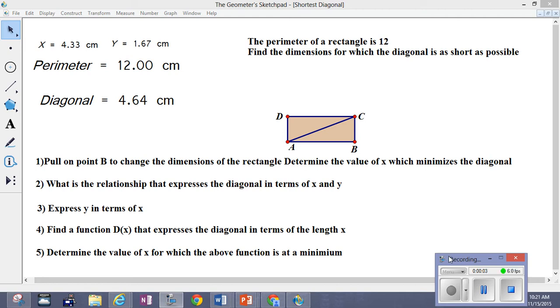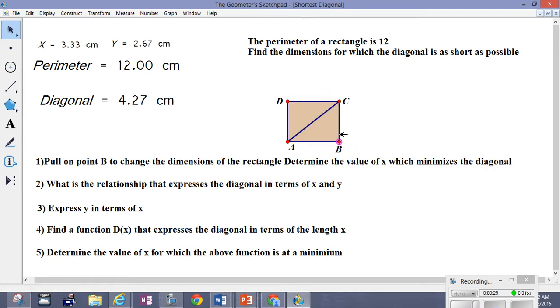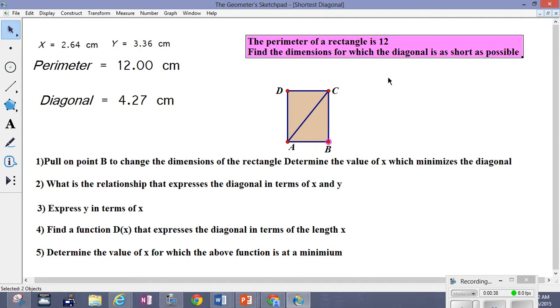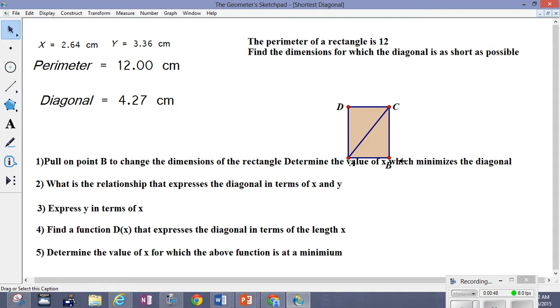All right, we're back. We're going to look at another Sketchpad presentation of one of your textbook's problems involving optimization, in this case, a minimum. This is one of the textbook's problems again, I think it's number 8. So with this rectangle, which is free to resize in infinitely many dimensions, we're trying to find, with the constraint that the perimeter of the rectangle is 12, the dimensions for which the diagonal is as short as possible.